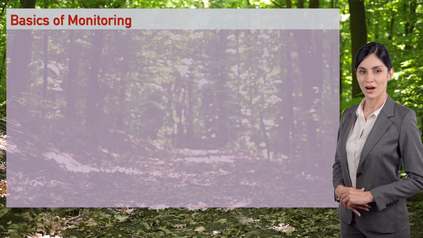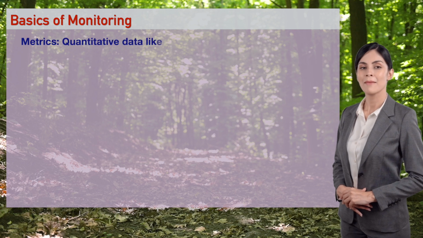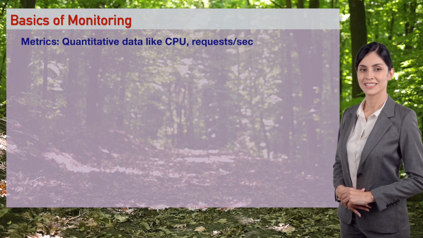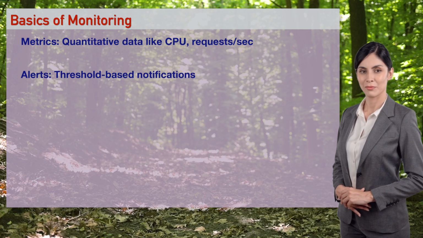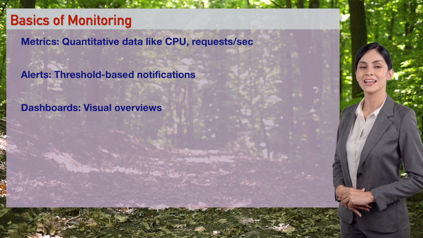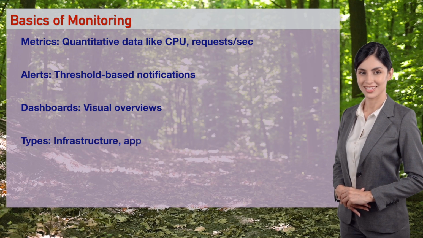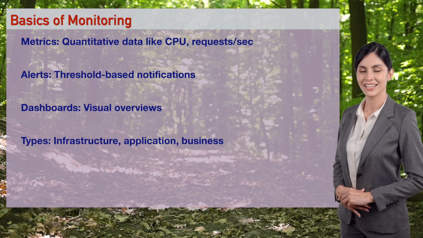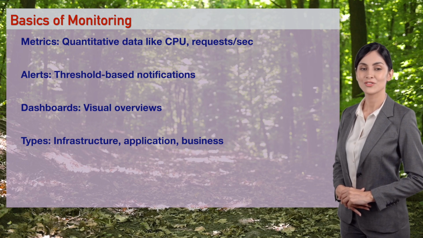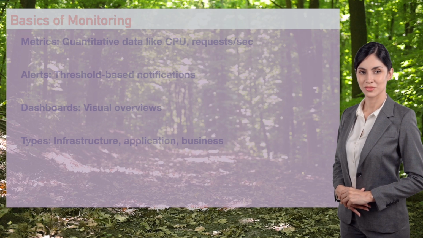Breaking down the basics of monitoring to build a solid grounding, metrics are quantitative measurements such as CPU utilization, memory usage, or requests per second, collected at regular intervals to track trends. Alerts trigger notifications when metrics breach predefined thresholds, enabling rapid response. Dashboards aggregate visuals like graphs and gauges for at-a-glance overviews. Monitoring types include infrastructure for hardware health, application for code-level insights, and business for high-level KPIs like user engagement.